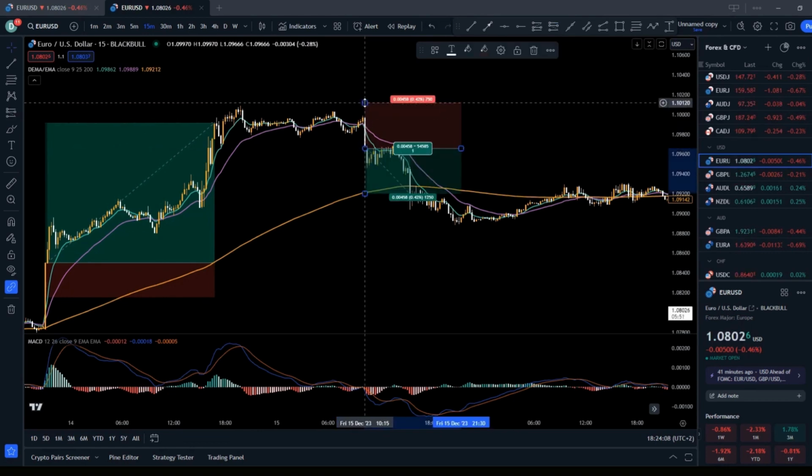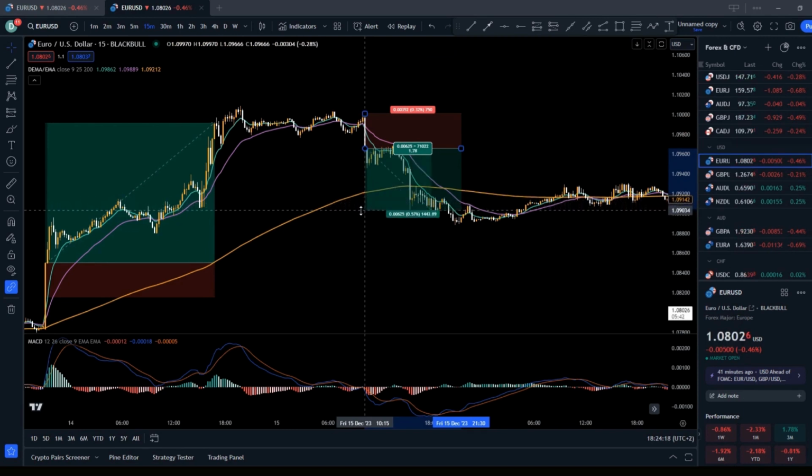As you can see, the combination of these two indicators works pretty well together. That's all about this strategy.